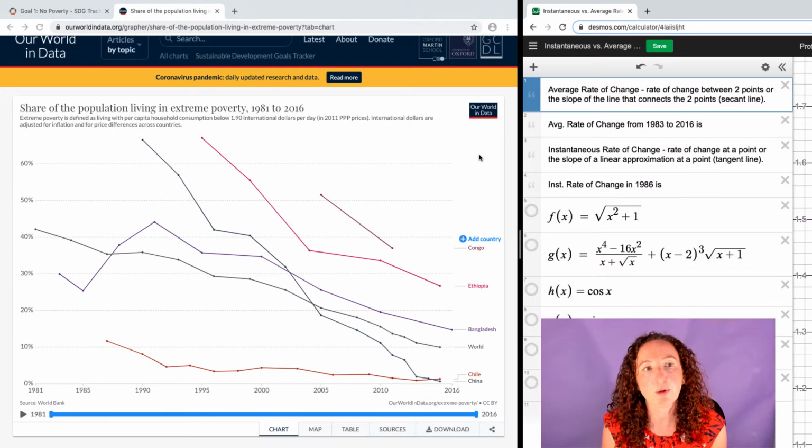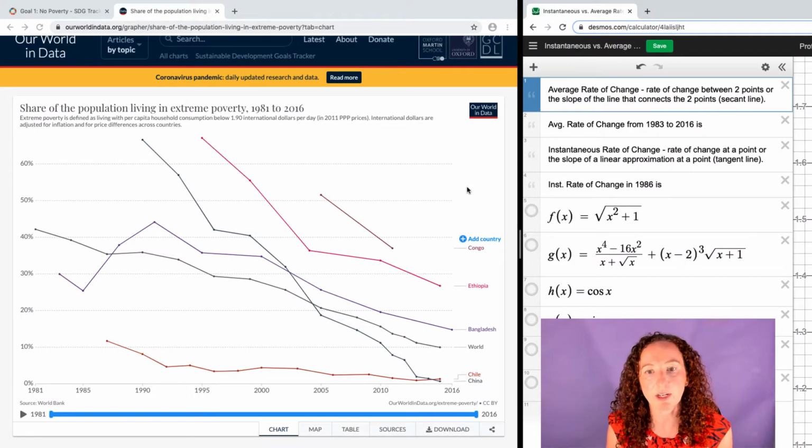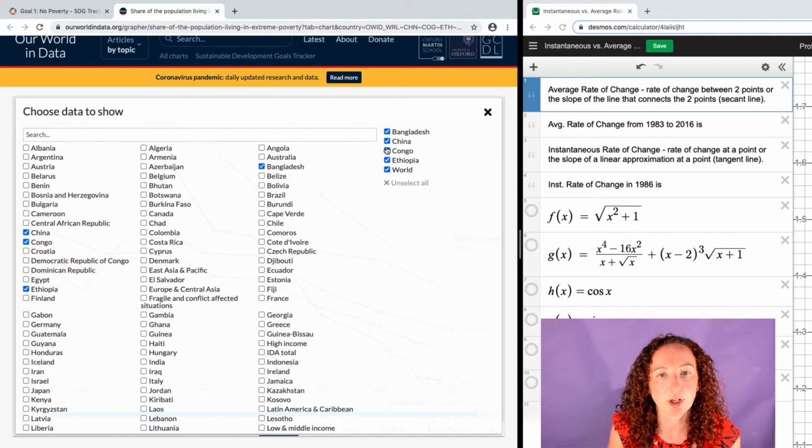So to start out with, we're going to use the data from the share of the population living in extreme poverty. We're going to just use the countries that populate automatically. And I'm going to go ahead and actually only look at Bangladesh because it is the most interesting to look at from a functions perspective. So I'm just going to go ahead and remove all the rest.